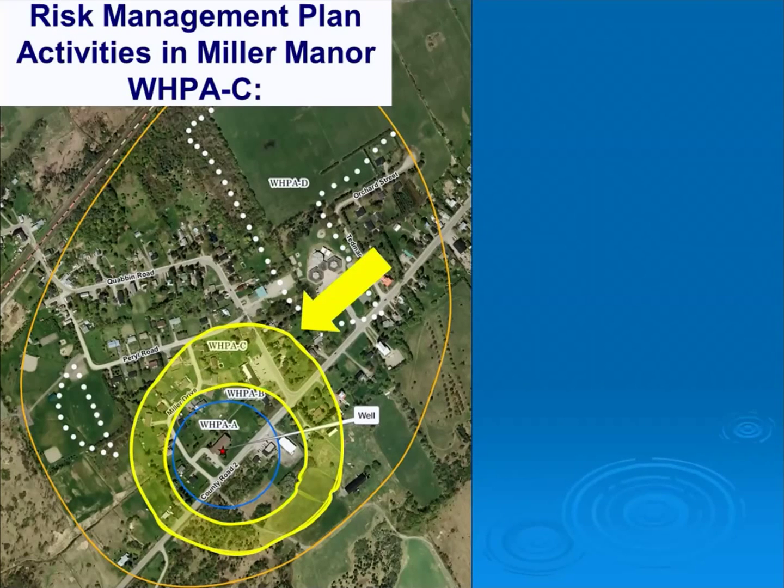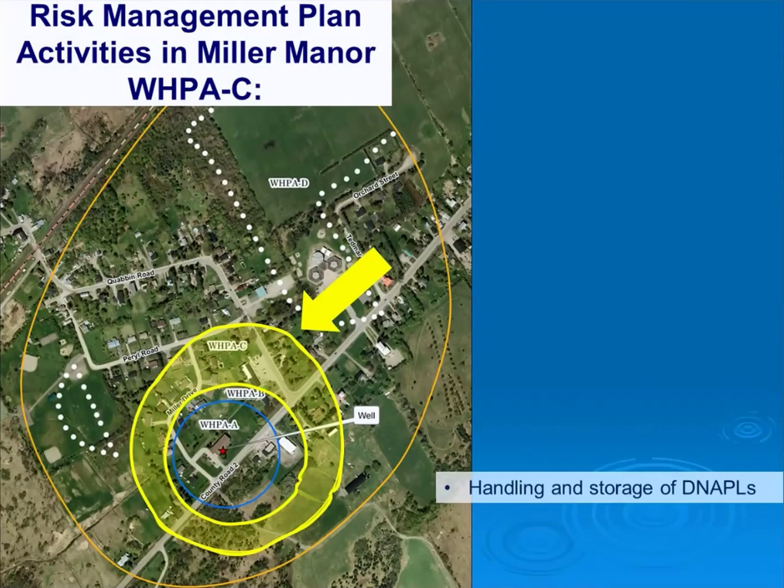Policy 6.5.3 requires risk management plans in Wellhead Protection Area C for the following activities: the existing handling and storage of a dense non-aqueous phase liquid of any quantity. The risk management plan should consider the repair and/or replacement of defective equipment, staff training, and the implementation of best management practices.